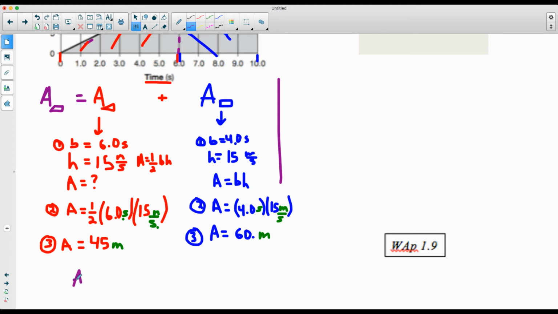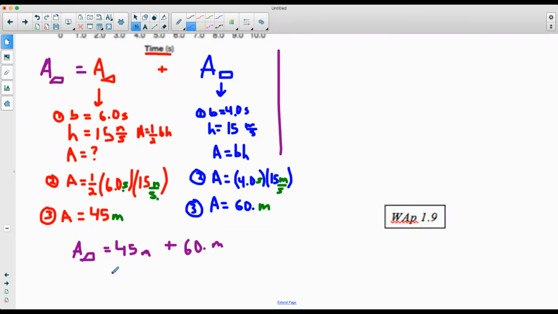So finally, the area of the trapezoid is 45 meters plus 60 meters. And of course, your answer comes out to 105 meters. Now, if you remember with addition, the rule was the fewest number of sig figs after the decimal. So this has none, this has none, this has none. Good, we're done. All right.